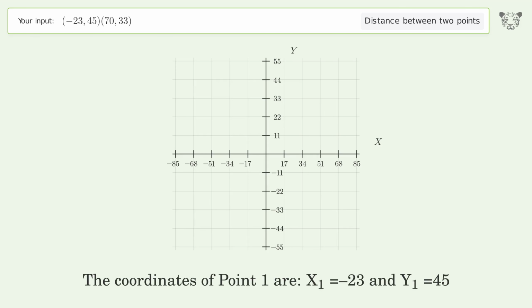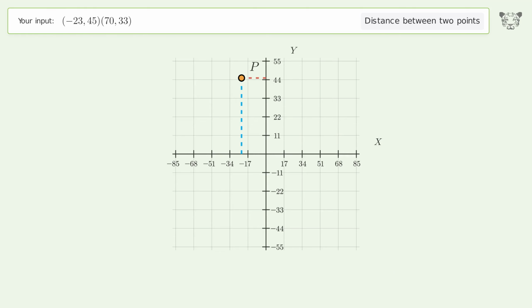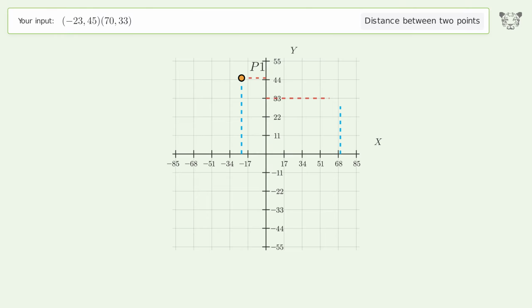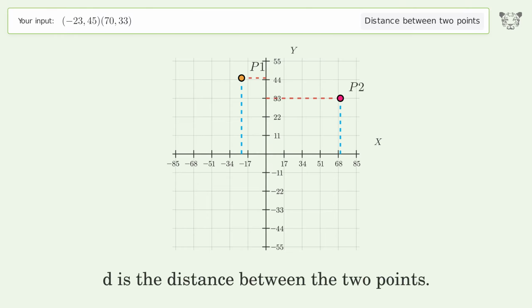The coordinates of point 1 are x1 equals -23 and y1 equals 45. The coordinates of point 2 are x2 equals 70 and y2 equals 33. D is the distance between the 2 points.